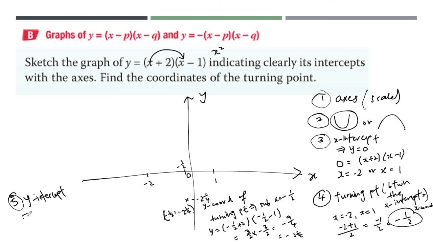To find the y-intercept means x is equal to 0. So you sub in 0 plus 2, 0 minus 1. Therefore, you have 2 times -1, which is -2. So you should cut here. And here you have it.